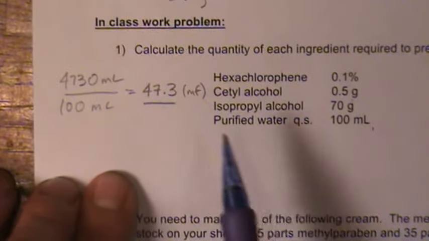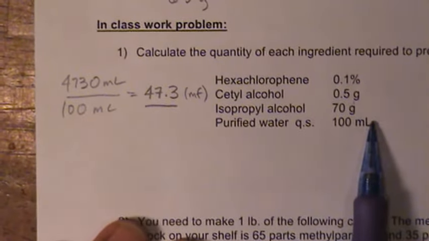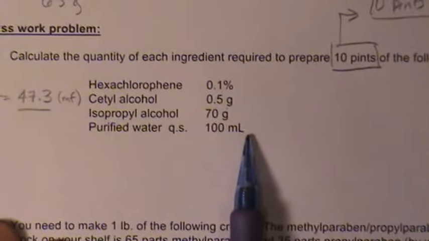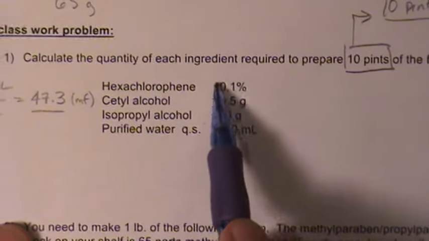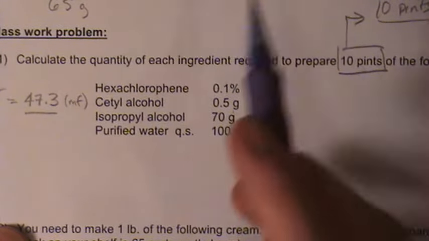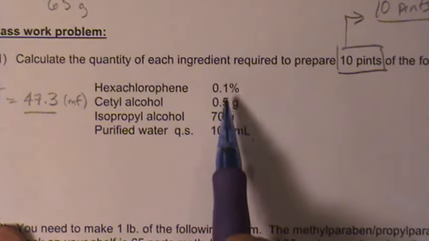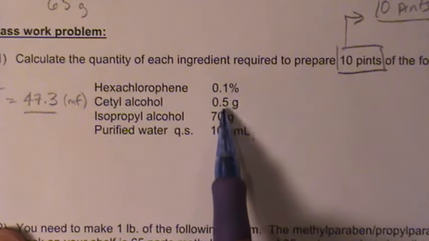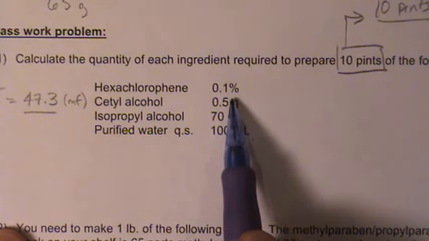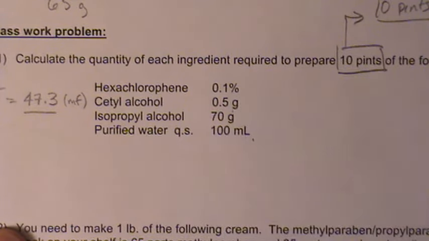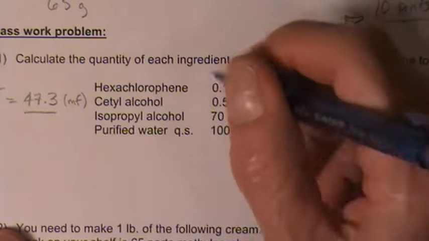All right, we've got that. Now let's go back over here. Again, I'm gonna wait to figure this one out. I could figure it out right now, but I'm just gonna wait. I can't multiply this by 47.3 because that's going to give me, I don't know, it'll say I need to make a 4.73%. But that's not what I want. I want a 0.1%. So that stays the same.